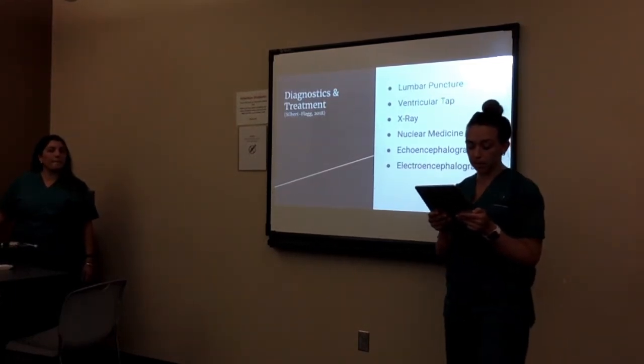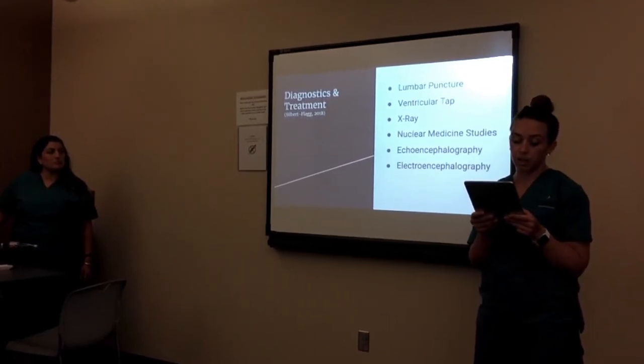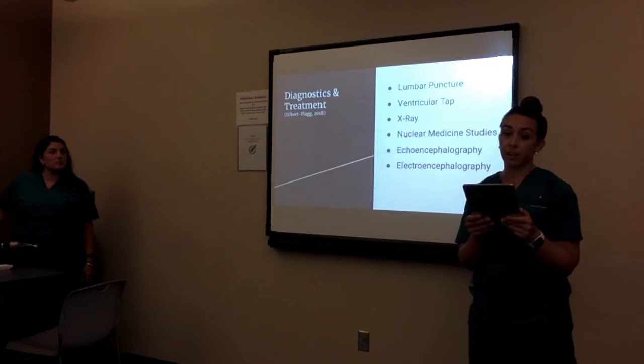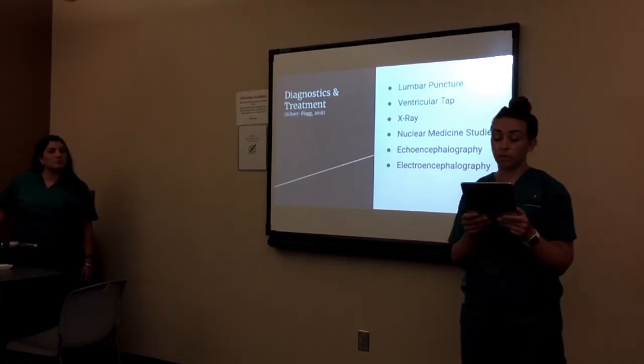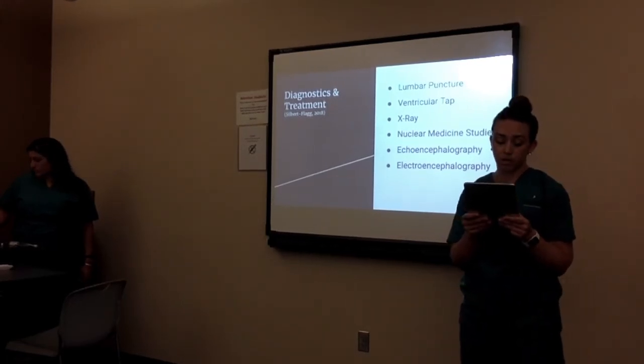Next is a PET scan. So this is a different type of injection or a different type of contrast or dye, and it accumulates at diseased areas of the brain. So this is really helpful to detect and identify the seizure foci so that they can figure out where that's coming from.